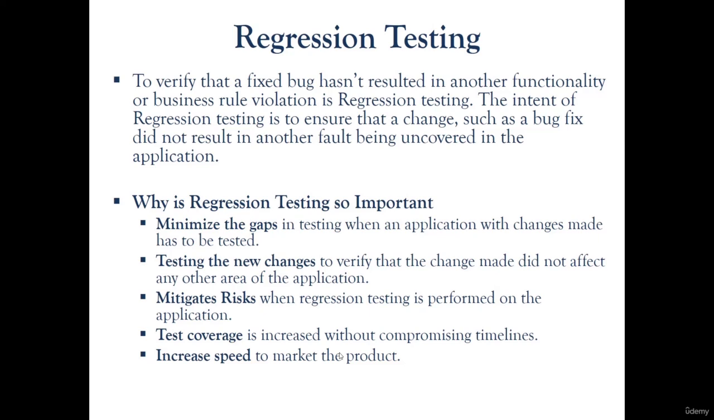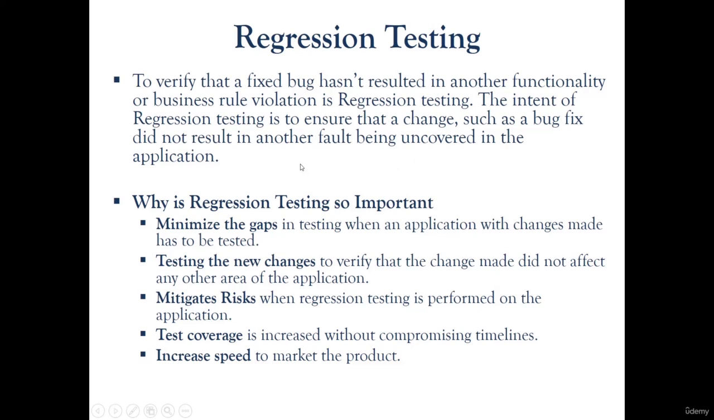So let's say a development team fixes some issue and suddenly that fix creates trouble with other functionality. This means the fix caused a violation in the other functionality. The purpose of this kind of testing is to ensure that fixing one bug will not create hurdles or destroy the functionality of other modules. The intent of regression testing is to ensure that whenever there is any change in the code, such as a bug fix, it does not result in another fault being uncovered in the application.